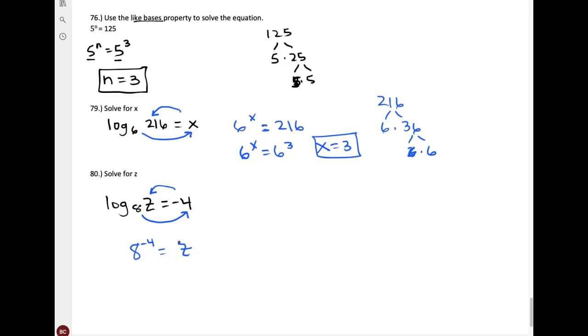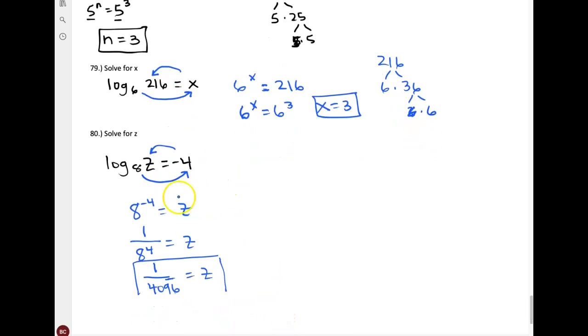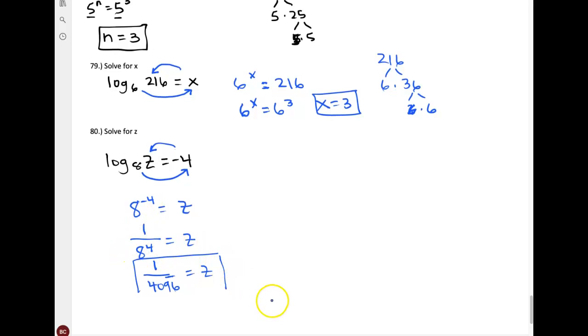And on most of your calculators, you can just put that in, 8 raised to the negative 4th power. And since it's a negative exponent, I know it's going to end up being a fraction. But you could write that as 1 over 8 to the 4th power. And then 8 to the 4th power is 4,096. So I get 1 over 4,096 is what z is. Okay. So just make sure when you have that negative exponent that you remember you're flipping it, 1 over 8 to the 4th. Okay.